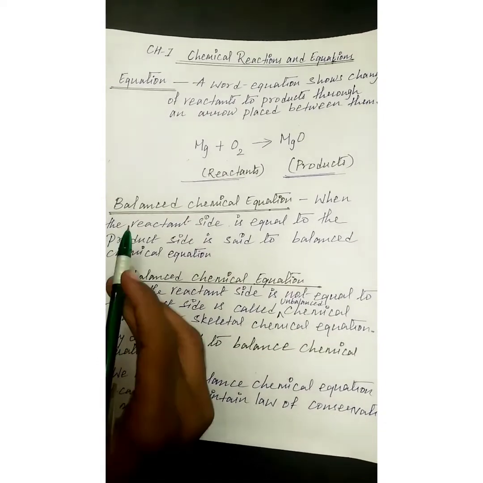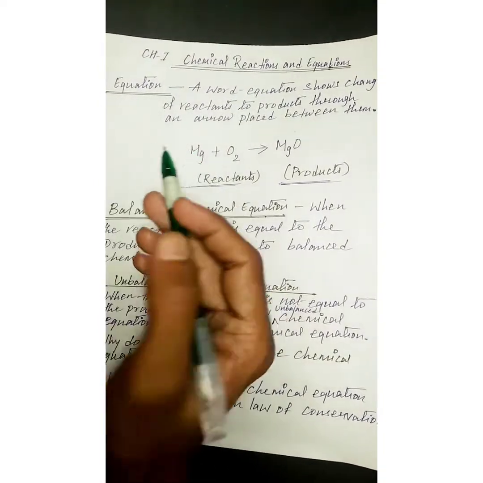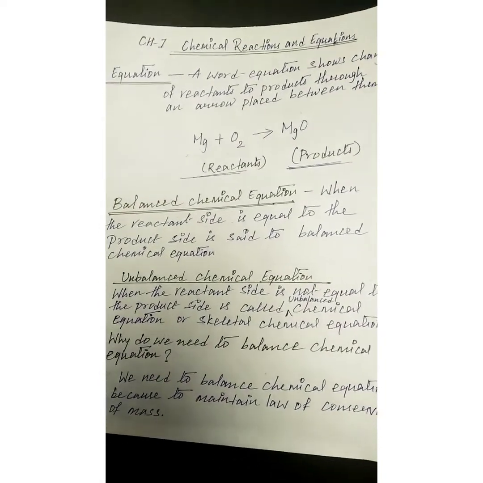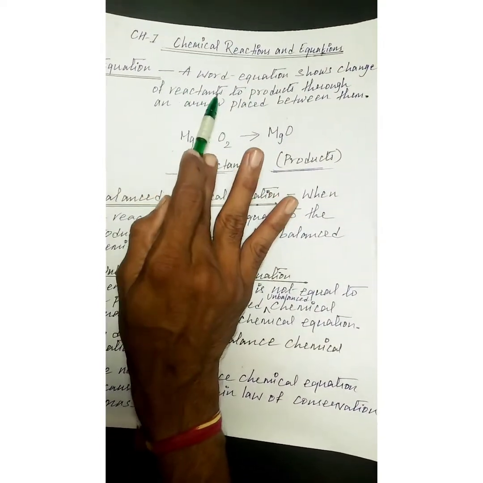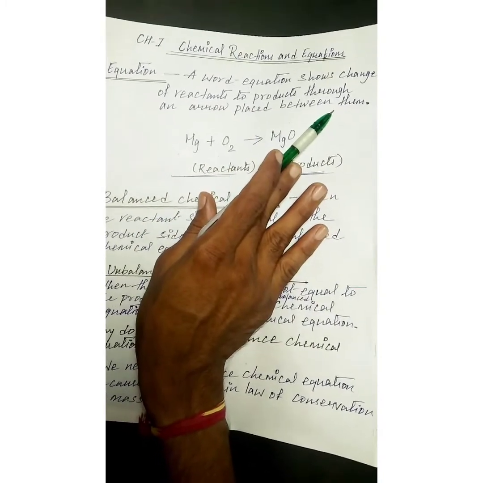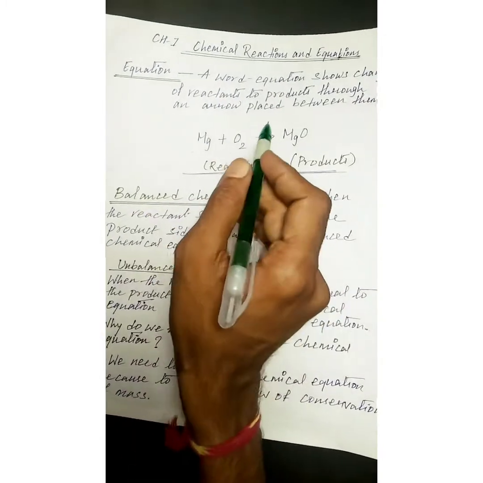In chemistry, we have to learn what chemical reactions and equations are. A reaction is when two or more reactants combine together to form some products; that is said to be a chemical reaction. A word equation shows the change of reactants to products through an arrow placed between them.